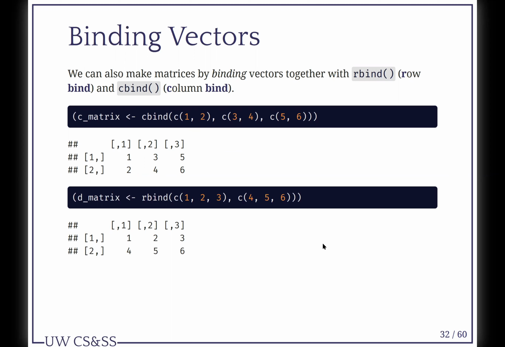In our D matrix, we use rbind, the vectors 1, 2, 3, and 4, 5, 6. And we'll see that they stack on top of each other with 1, 2, 3 in the first row, 4, 5, 6 in the second.